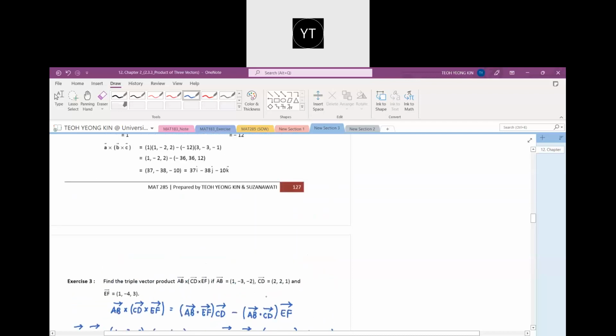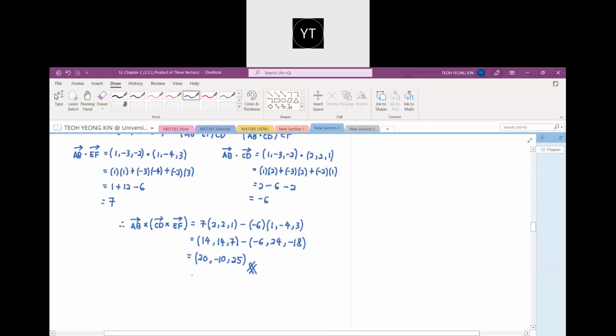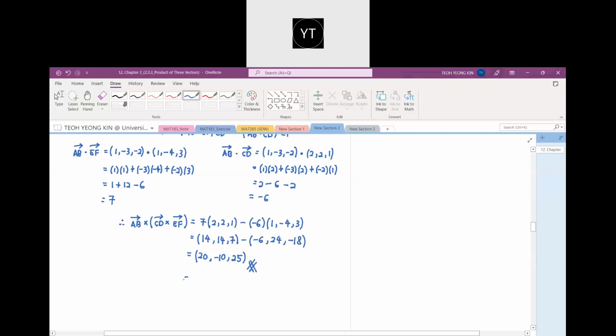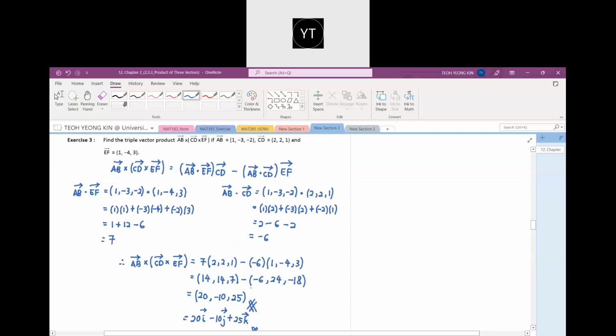So here is our answer for the triple vector product. The answer is in vector form, or you can write it in the form of 20i minus 10j plus 25k. So this is the triple vector product.